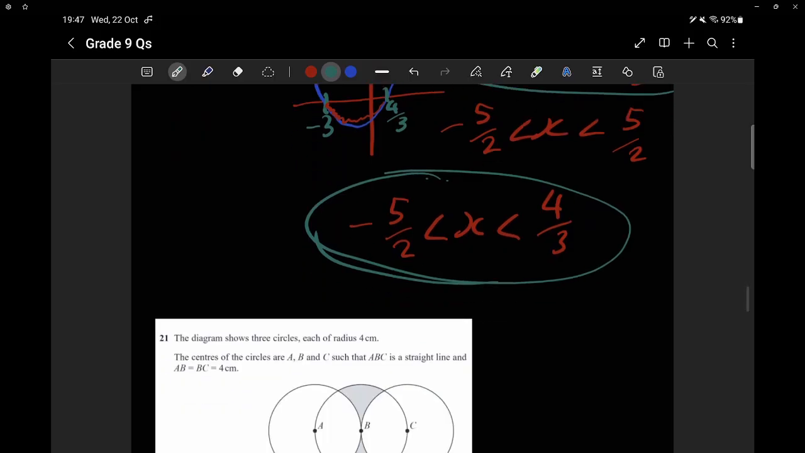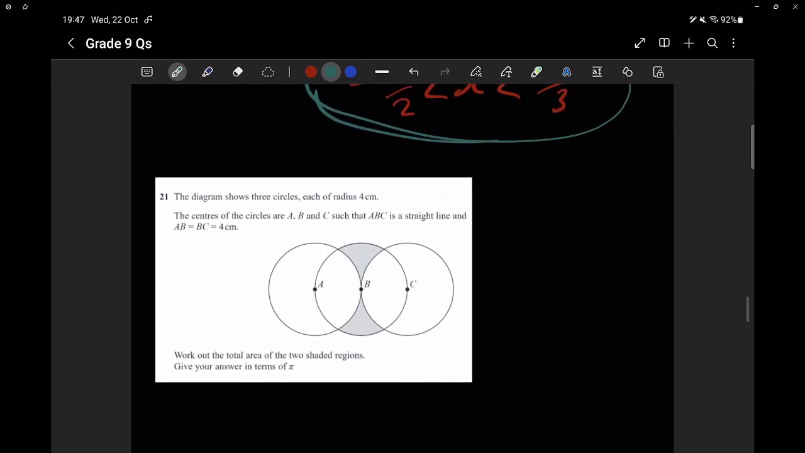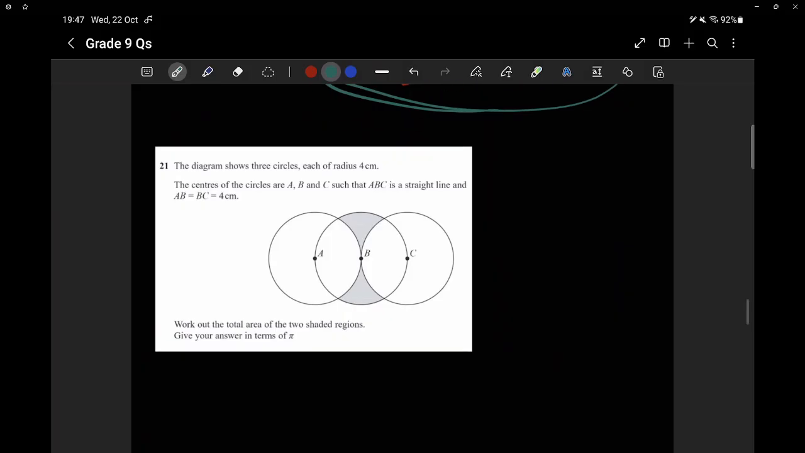Great. Okay, so now let's move on to what I think is probably the hardest question out of the three, and probably one of the harder questions which I've seen in the GCSE for a long time. Okay, so how are we going to go about doing this one? First of all, let's think about our trigonometry.